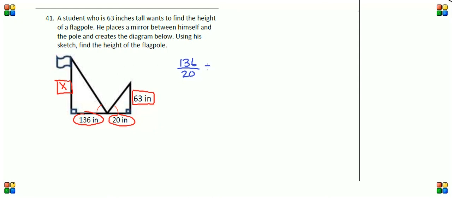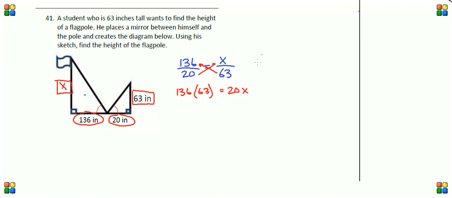Now, one thing you have to follow, class, is if the top of this ratio is a measurement that came from the big triangle, then the next ratio also has to have the side length from the big triangle, which in this case is x. And the corresponding side on the small triangle is 63. And now we can solve this just by solving the proportion. Cross multiply. We end up with 136 times 63 is equal to 20x.